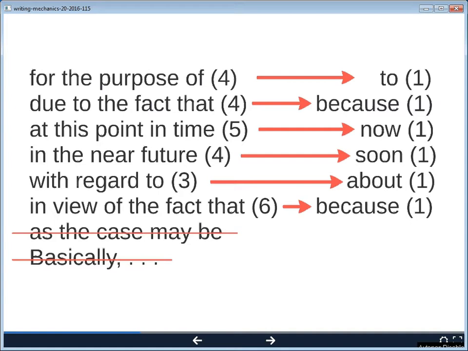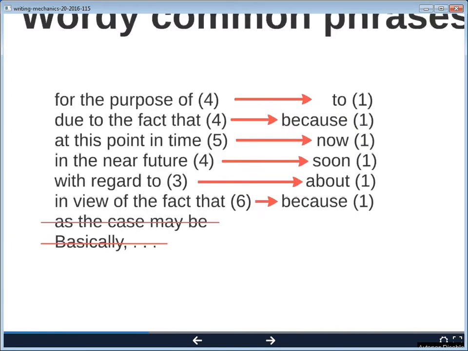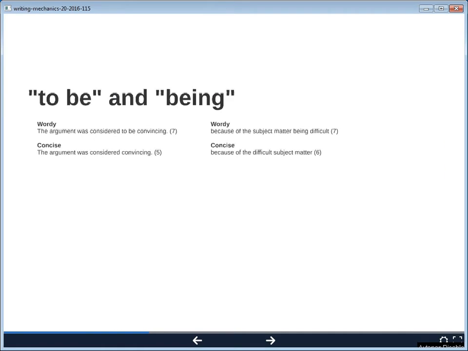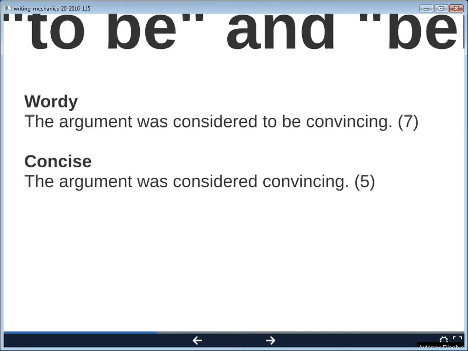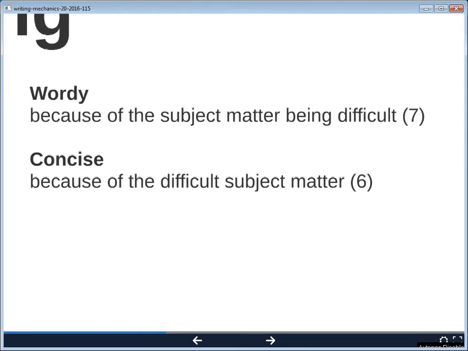Also things like as the case may be or basically at the start of a sentence, just delete those. Cross them off. They're not doing you any good. They're not contributing anything to the argument that you're making. Also be careful about to be's and beings. These can creep in and are largely unnecessary. The argument was considered to be convincing. The argument was considered convincing. Because of the subject matter being difficult? No, because of the difficult subject matter.